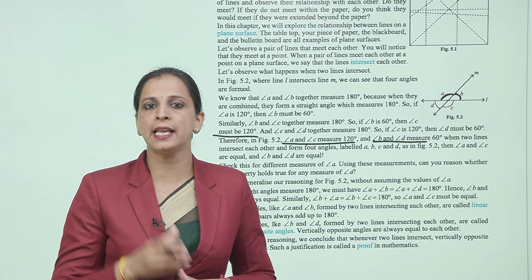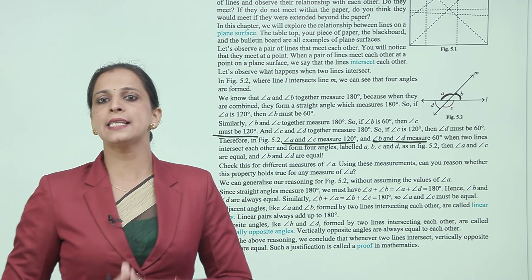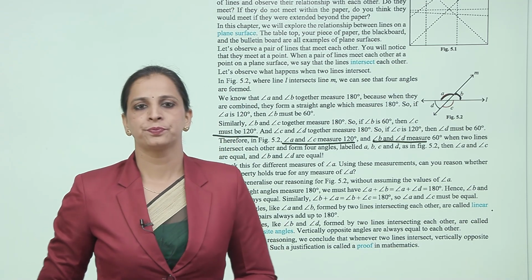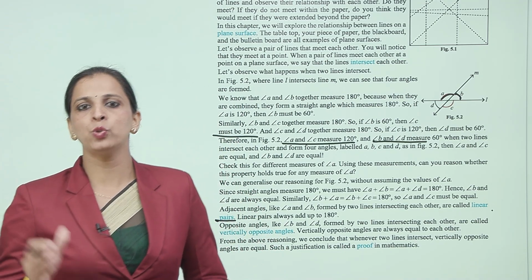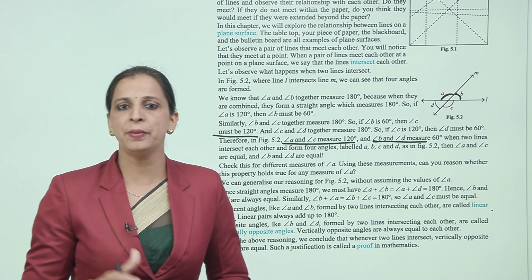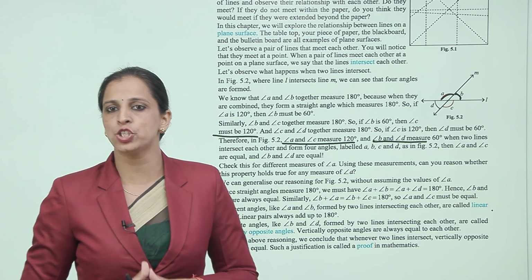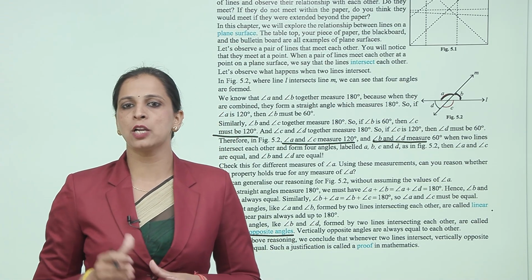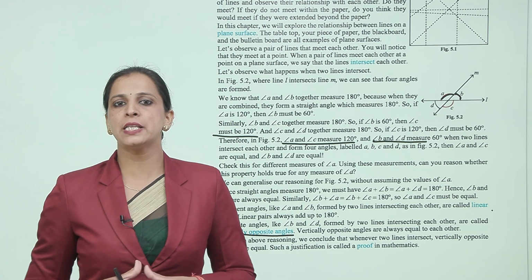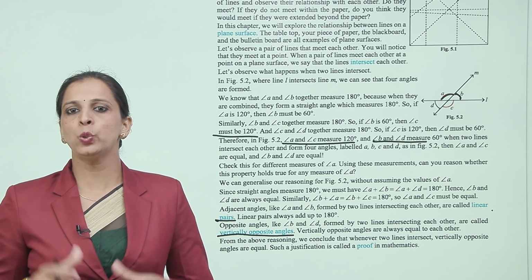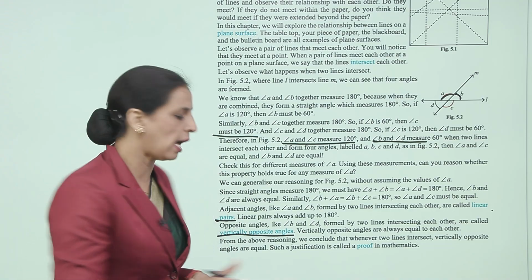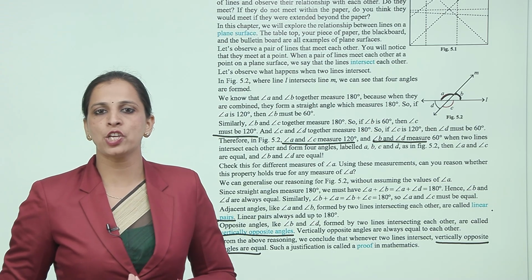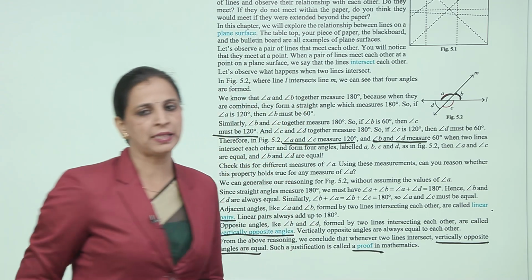Adjacent angles like angle A and angle B formed by two lines intersecting each other are called linear pairs. Linear pairs always add up to 180 degrees. Opposite angles like angle B and angle D formed by two lines intersecting each other are called vertically opposite angles. Vertically opposite angles are always equal to each other. From the above reasoning, we conclude that whenever two lines intersect, vertically opposite angles are equal. Such a justification is called a proof in mathematics.